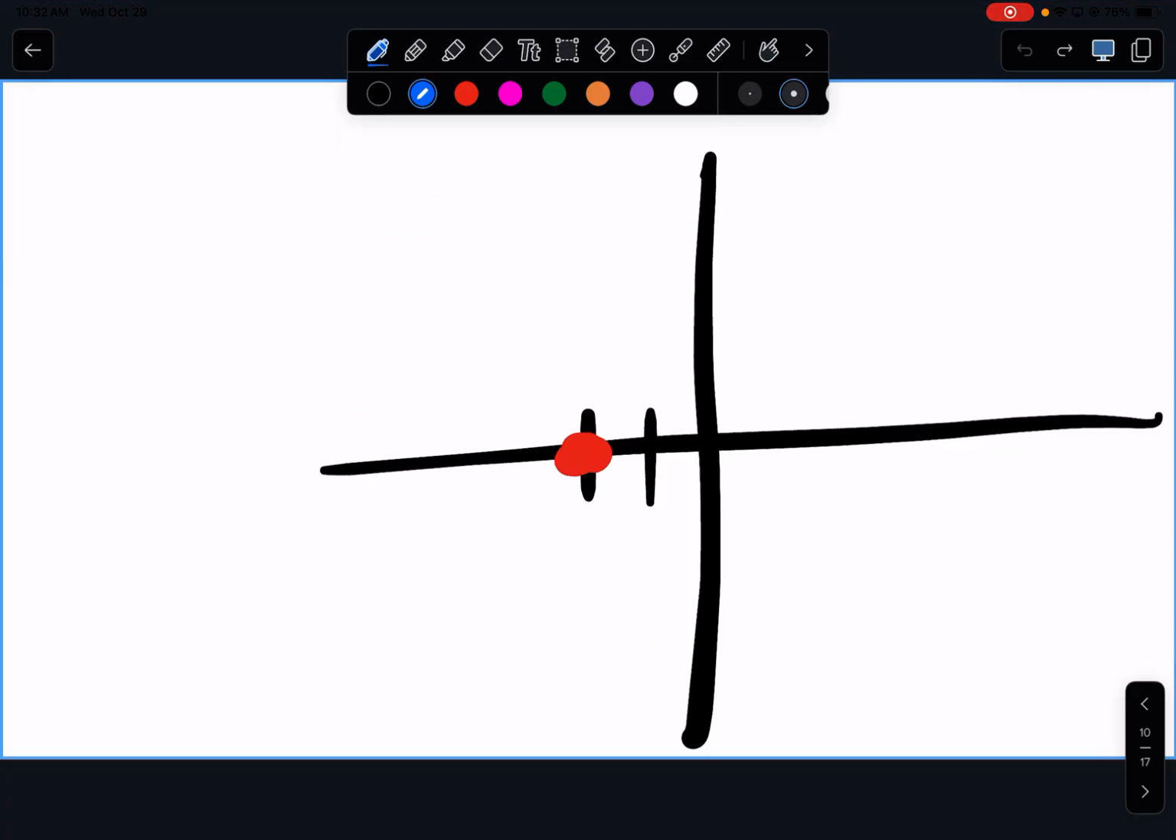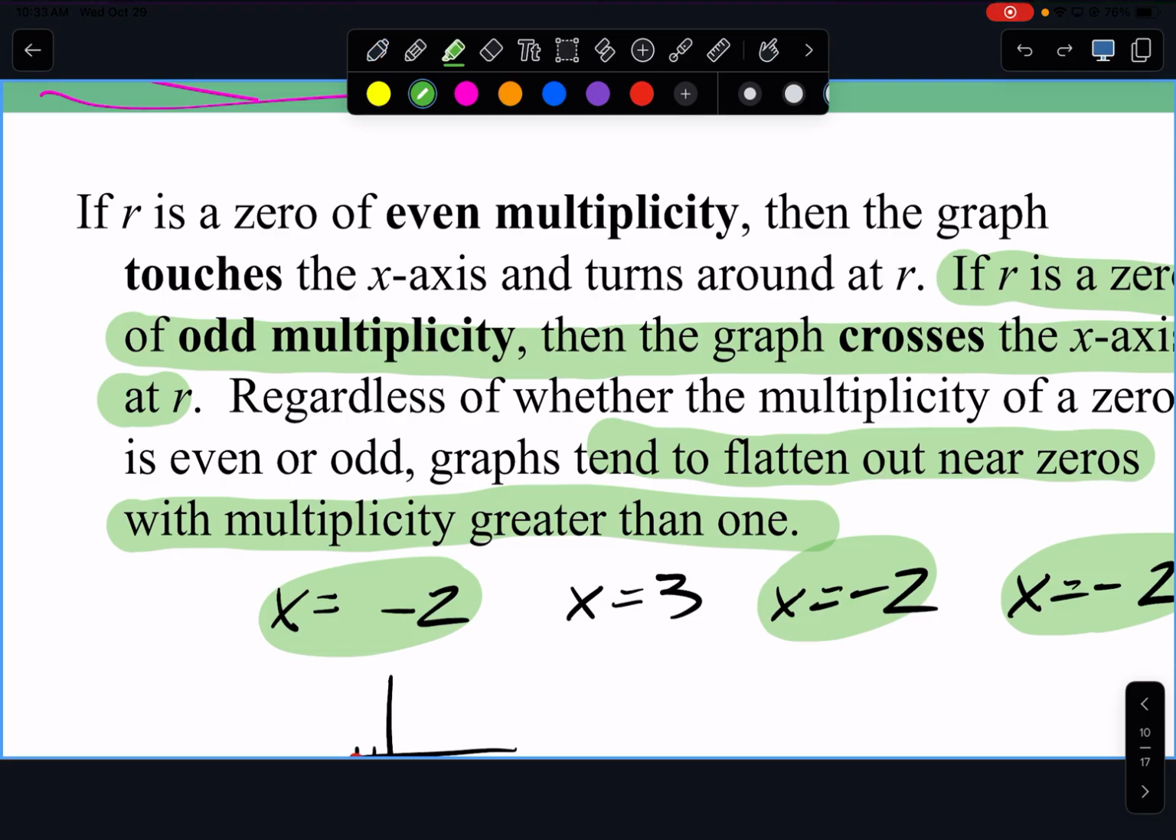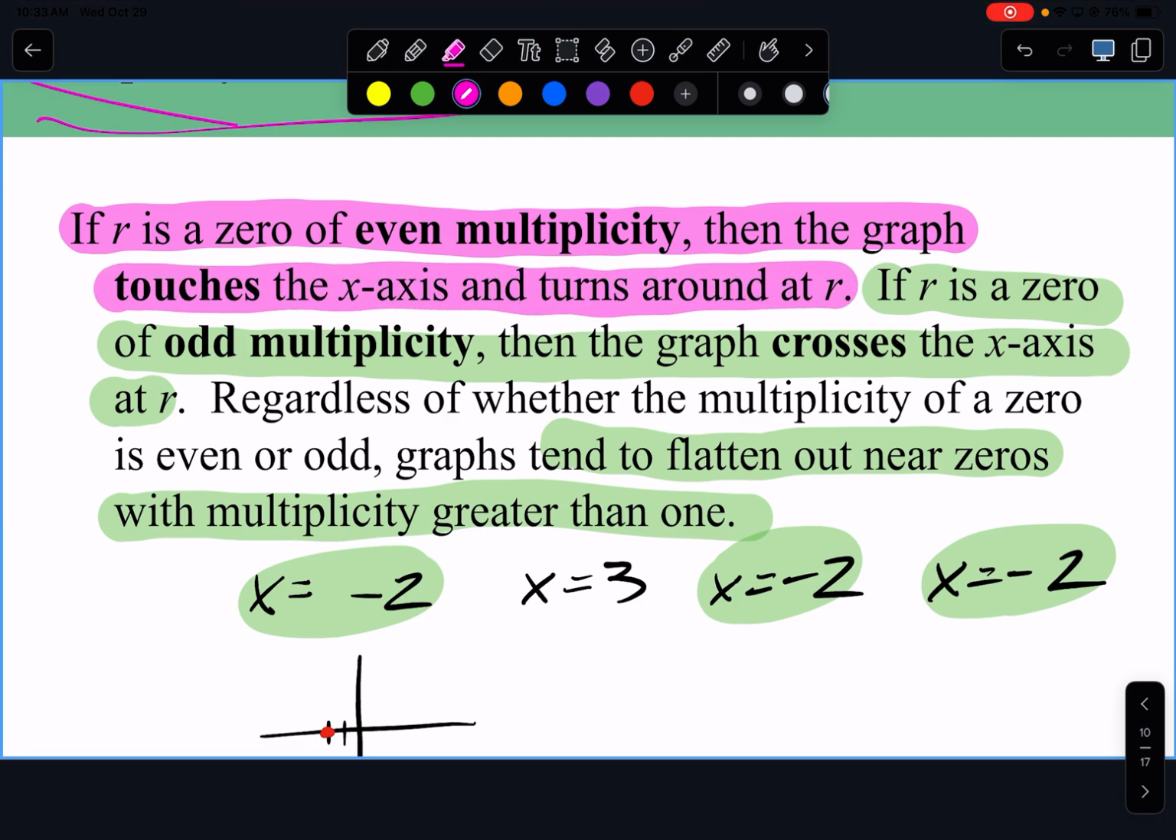If it were going the other way, just to give you the picture of that, it flattens out and then goes up. So it still crosses the axis, just flattens out a little bit. Even things change a little bit more. If r is a zero of even multiplicity, the graph touches the x-axis and turns around. It bounces off is how I'm going to refer to it. So add that pink part. And then if you want to put in parentheses or underneath of it, bounces off the x-axis.